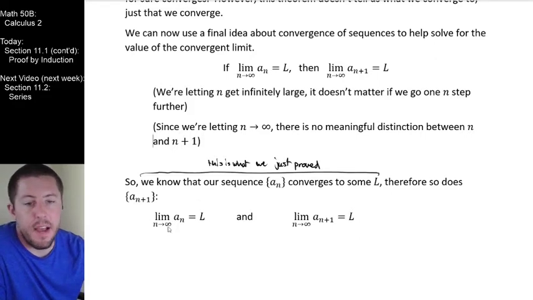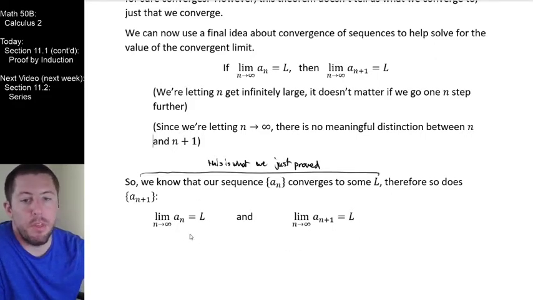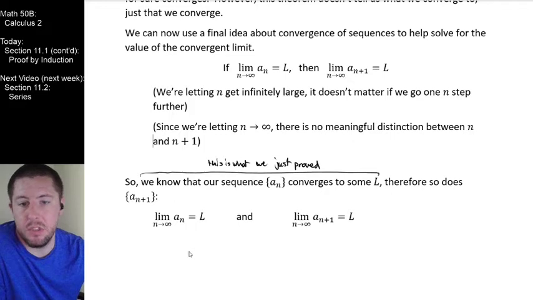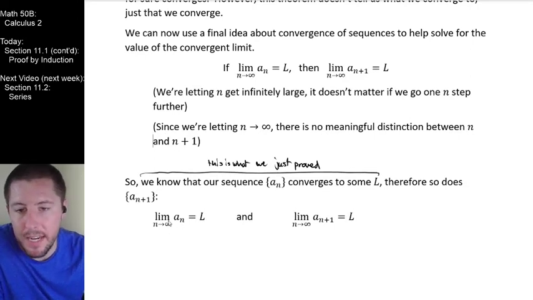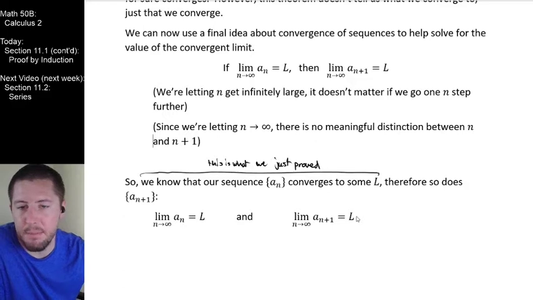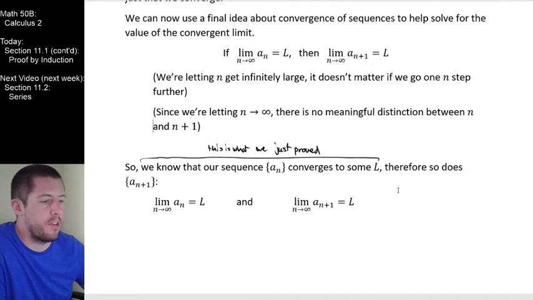So what I've got is these two statements must both be true. I don't think that's too far of a leap. And again, I think this statement in parentheses may be our key here. Since we're letting n get infinitely large, there is no meaningful distinction between n and n plus 1 if we're converging to some value L out there.